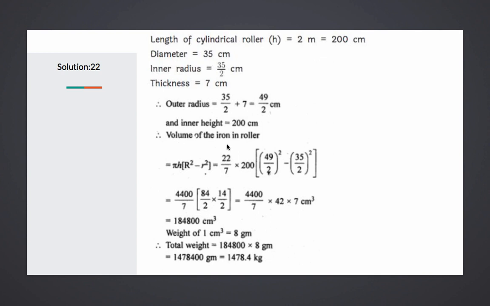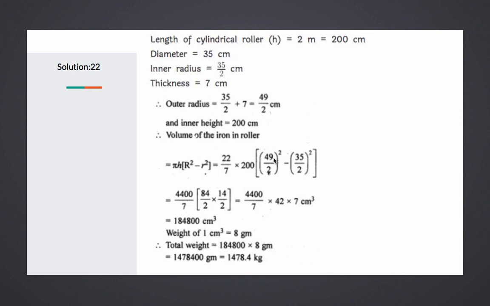Yes, students. What is the formula for volume of cylinder? Solid cylinder, it's pi r square h. For hollow cylinder, pi (capital R square minus small r square) h. Substitute the values. All the values are there. Pi is 22 upon 7. Height, in the beginning it was given 200 centimeter.